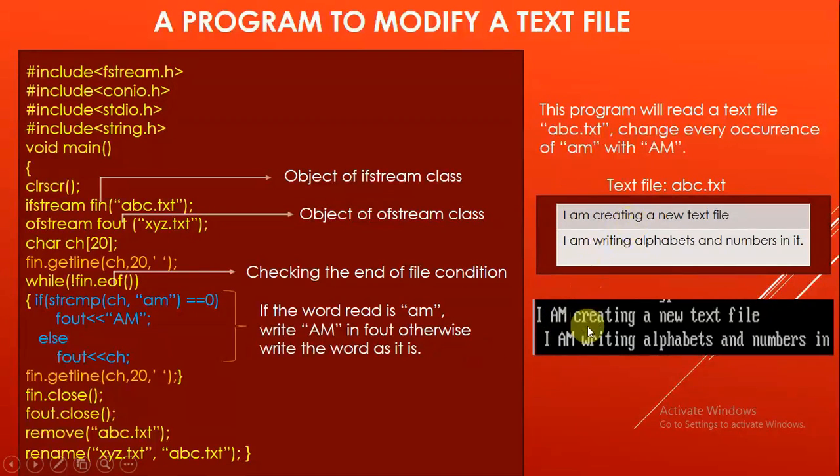Then creating, new, text and file will remain the same. Then again, when you encounter the word m, you will convert it to capital M. So this is the main logic. Whenever the word which you are reading is small m, you will write capital M to the file fout, and then you will read the next word.